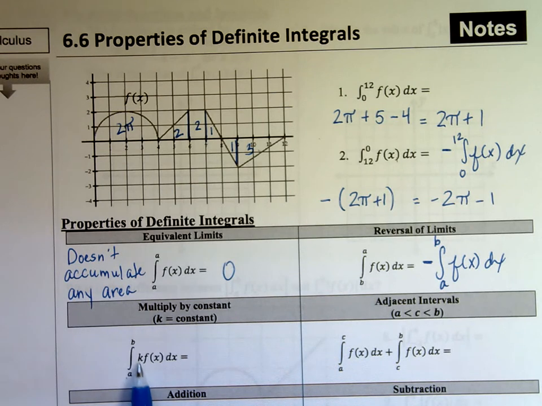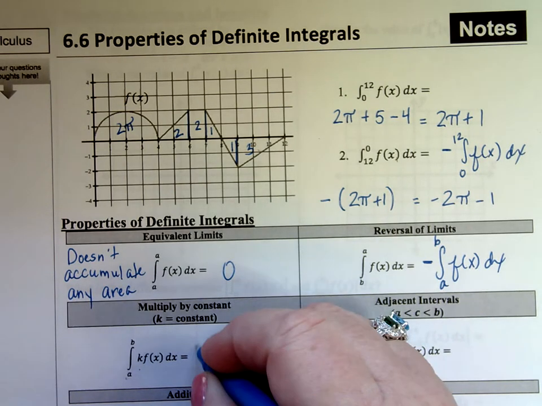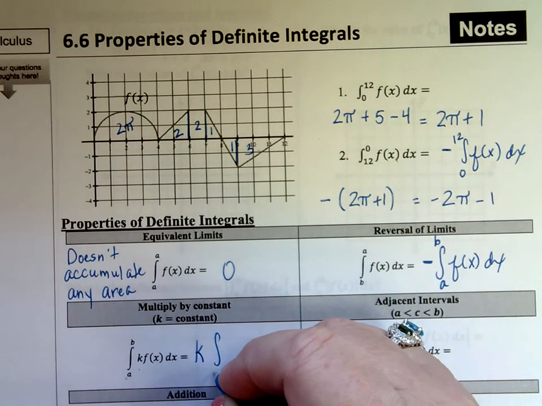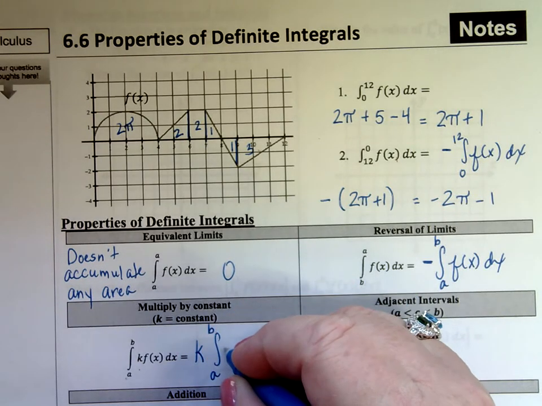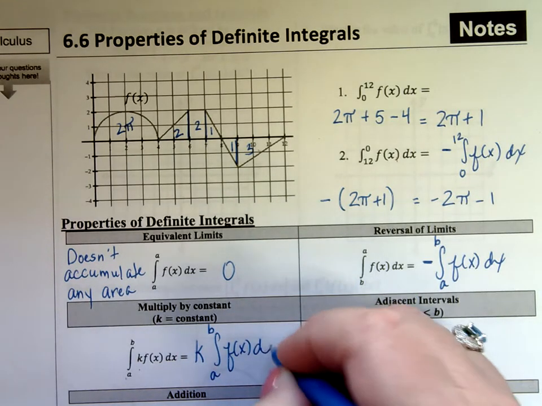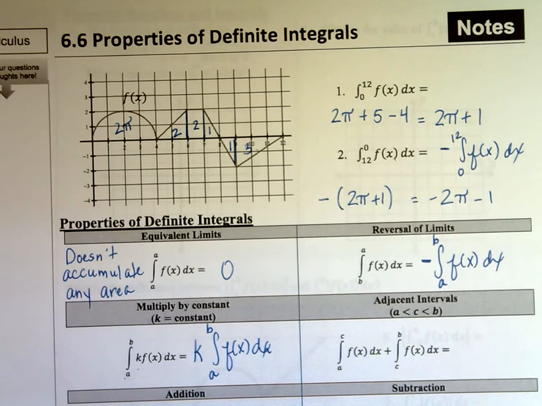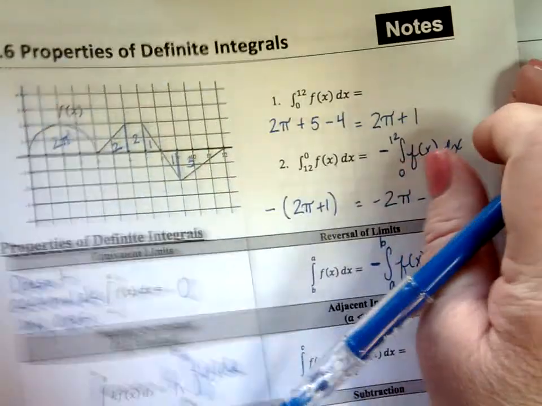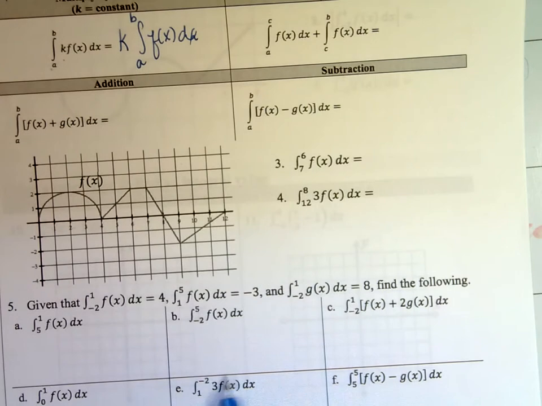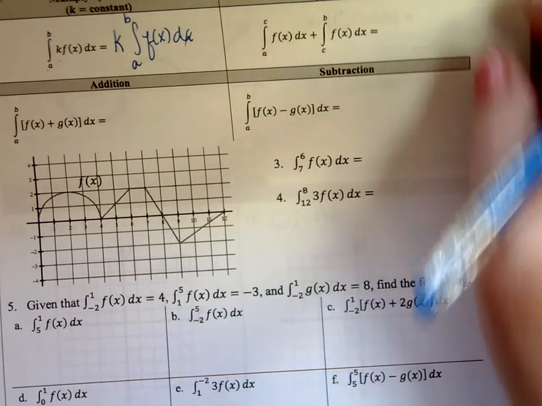If you have a constant of some sort, k, that's being multiplied by this, you're allowed to pull that constant out. K times the integral from A to B of f of x dx. You're going to see an example of that in just a minute, kind of like number 5e. Let me show you what it looks like. Number 5e. This guy here has a 3. That's a constant that you're allowed to pull out in front. So we're going to do that when we get to that problem. So that's it, the constant rule.